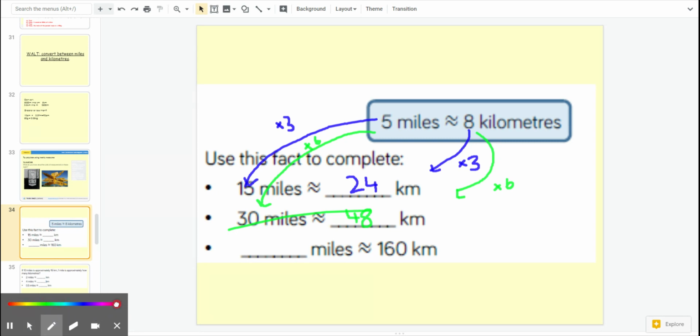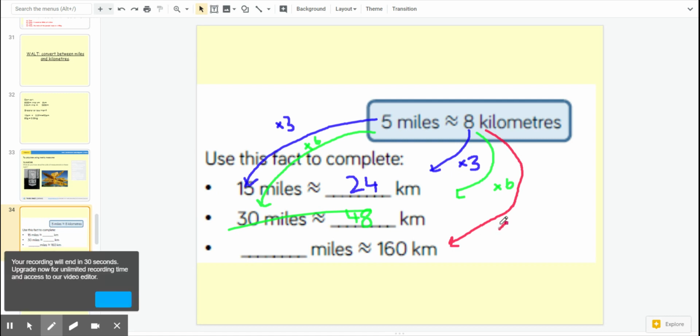Okay. Let's have a red pen here. So now we need to think about what 8 is to 160. Well, we know that 8 times 2 is 16. So 8 times 20 must be 160. So we're going to do the same to the other side. 5 times 20 is, what is it? You work it out, tell me. That's right, it's 100. So 100 miles is approximately equivalent to 160 kilometres.